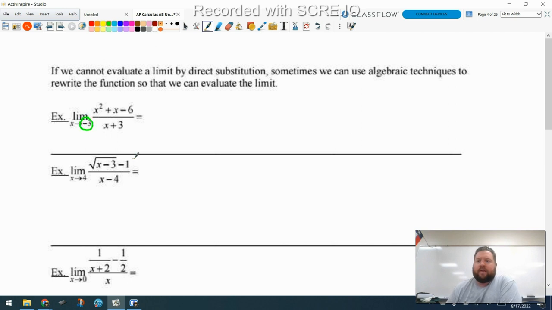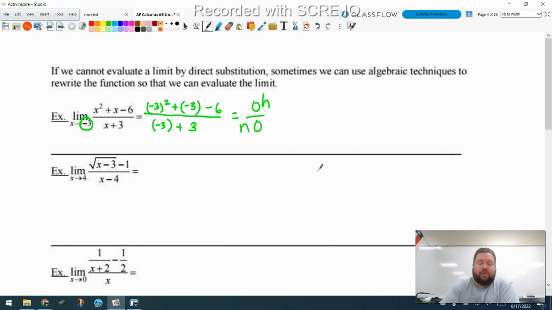So you get the limit as x approaches negative 3. You get negative 3 squared plus negative 3 minus 6, divided by negative 3 plus 3. That is 9 minus 3 minus 6, which is 0. And the denominator is negative 3 plus 3, which is also 0. Oh no. Remember, 0 over 0 means we have more work to do.